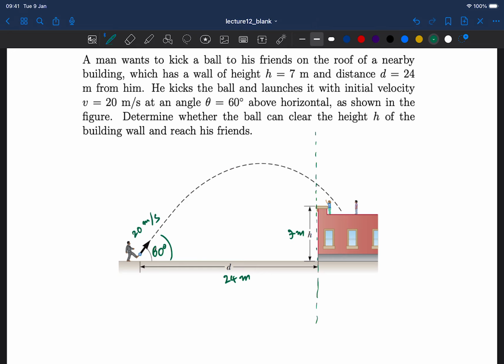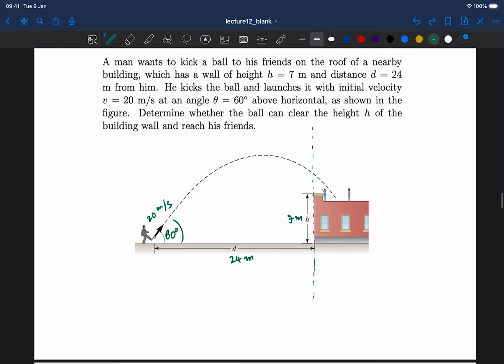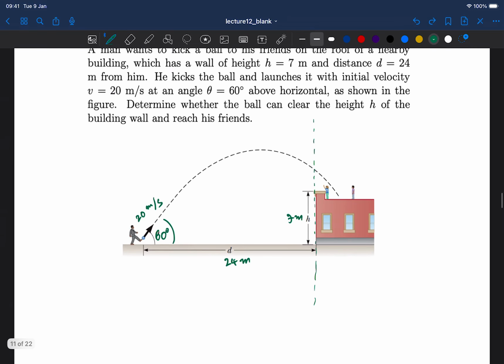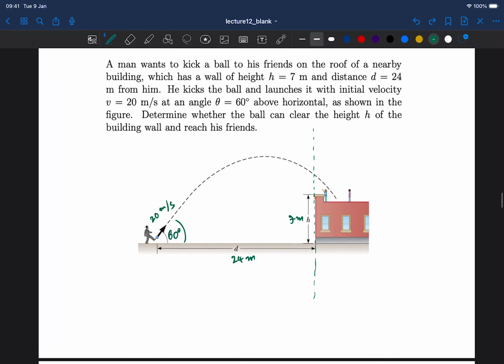If the height of the ball is anything higher than 7, that means it's one of these, right? Then it's gonna clear the top of the building without any problem. But if the ball is lower than 7 at this line, then it's gonna hit the building. So I just want to check the position of the ball vertically when the horizontal position is at 24. That's my plan.